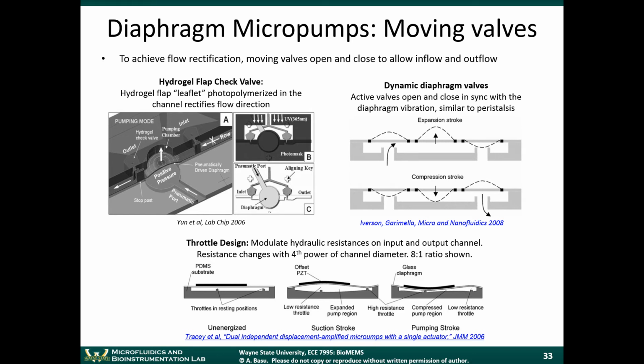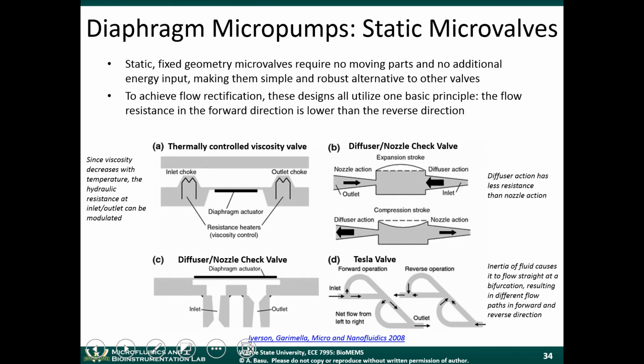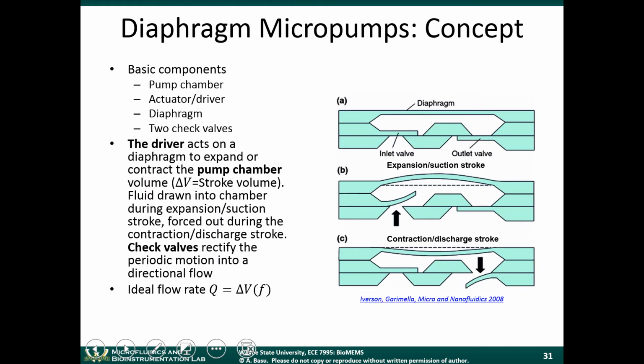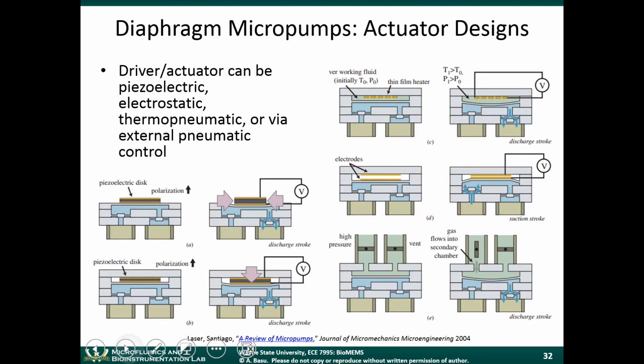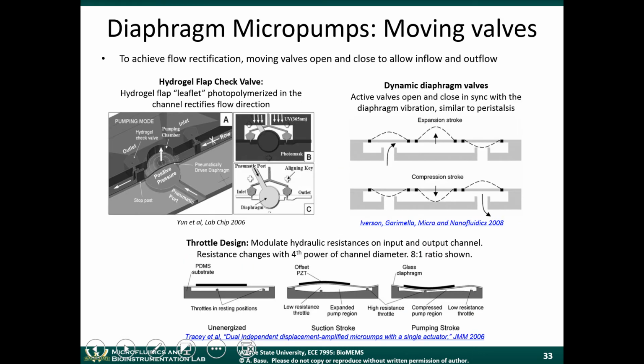So now let's talk about two types of valve designs. All right, we'll talk about moving valves first, or dynamic valves, and then we'll talk about static microvalves. Okay, so this is the second part of the second component of the diaphragm micropumps. Or, I'm sorry, the last component here, the check valves. A few different kinds of check valves here. One type is a moving valve. This is the type that was shown in the diagram earlier, where you have a flap that moves out or moves back.